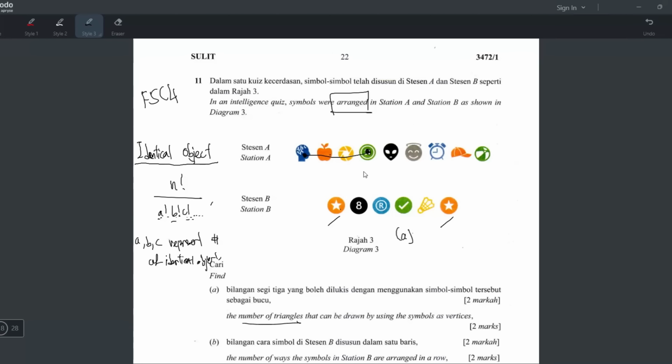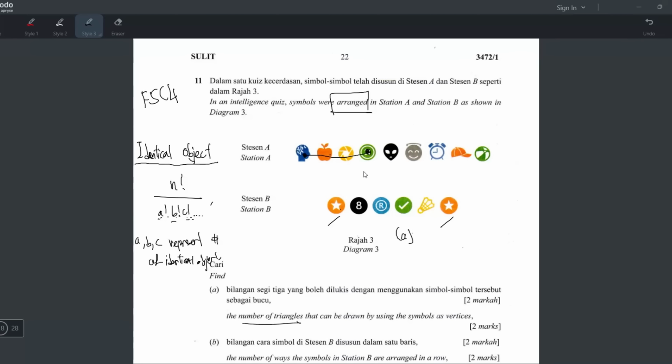Alright, so tekan semua ni and you will get 351. Okay, let me double check with the calculator. 9C2 times 6 plus 9 times 6C2. Yeah, 351. So there is 351 ways to draw the triangle if you use the symbol as vertices. Okay, B. Find the number of ways the symbol in station B are arranged. Oh my god, the keyword arranged.